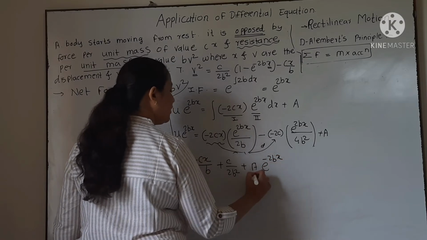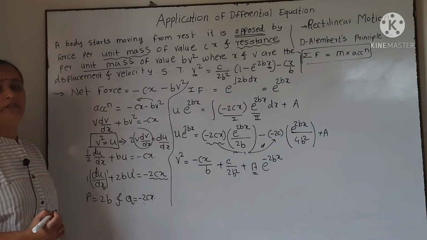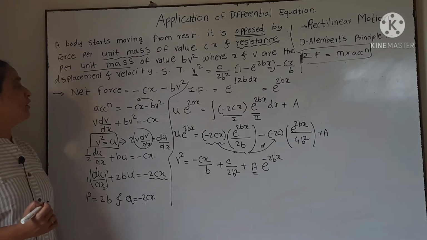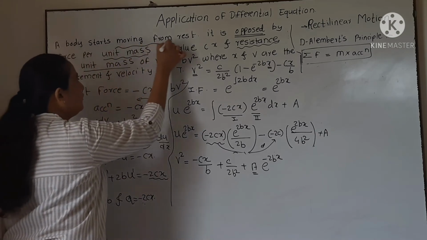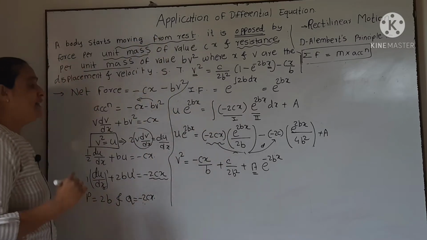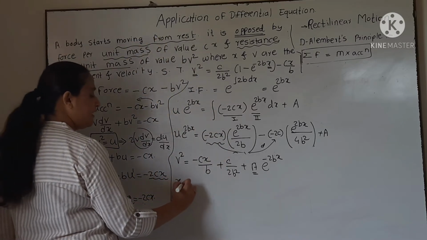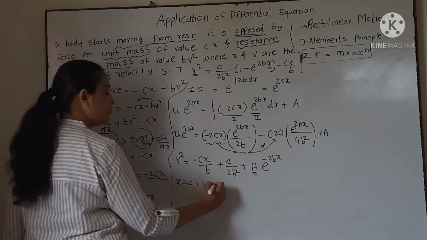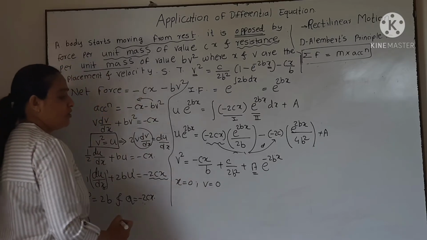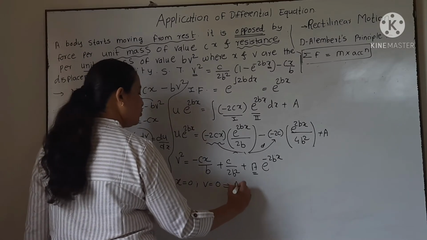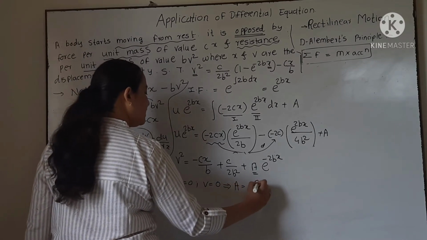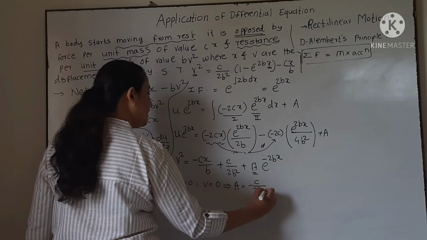Now, what is unknown here? You have to find the value of the constant of integration. For this, we will use the given initial condition. A body starts moving from rest, that means it starts with rest. So initially we can say x is equal to 0, and since it starts from rest, v is equal to 0. Put x equal to 0, v equal to 0. This will give you the value of a, that is minus c upon 2b square.